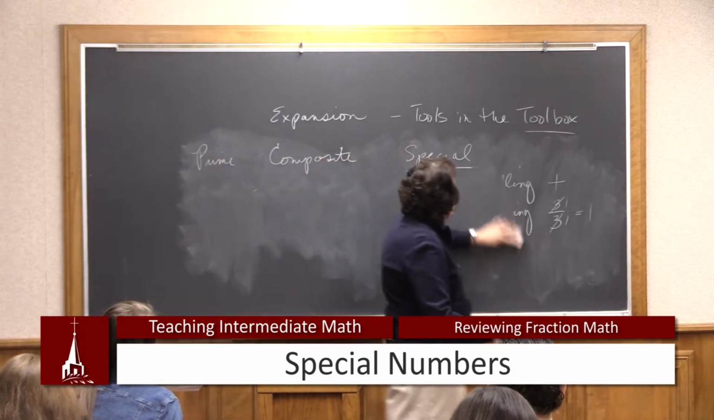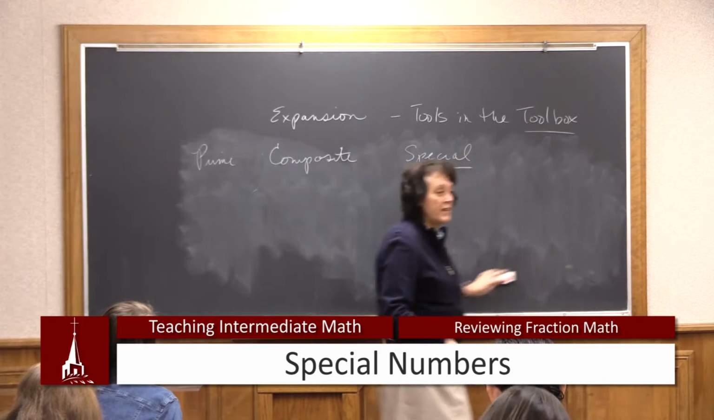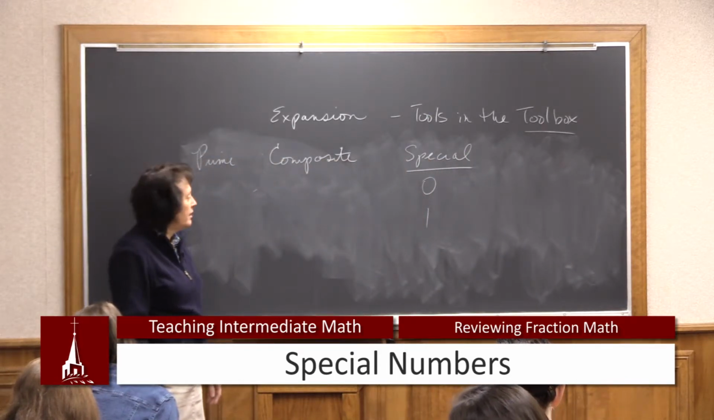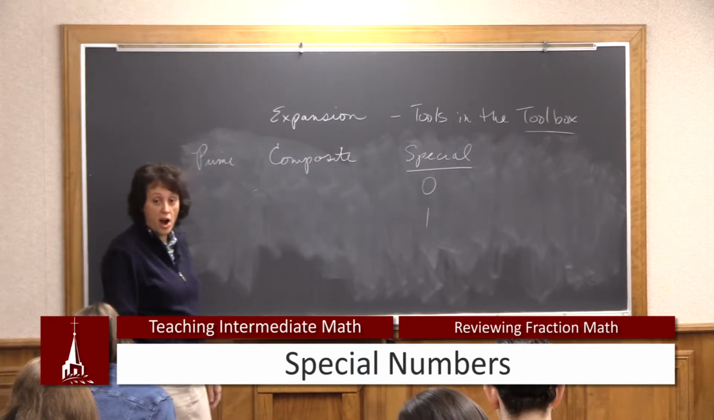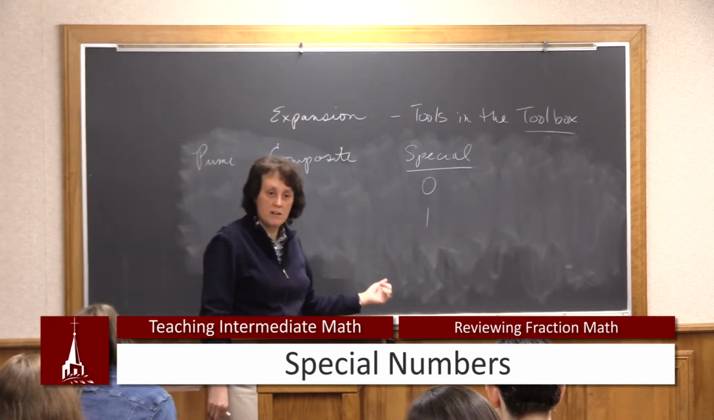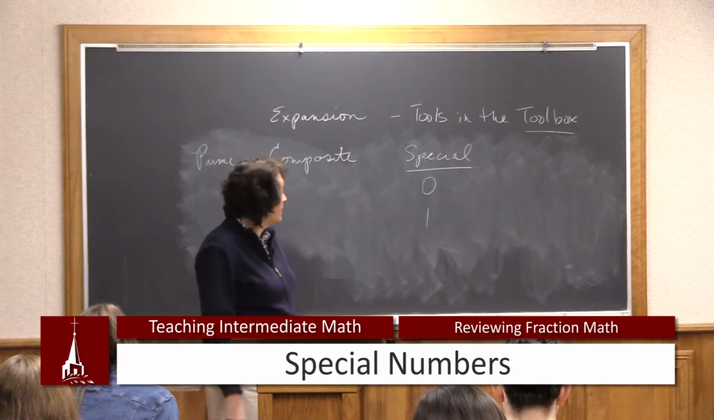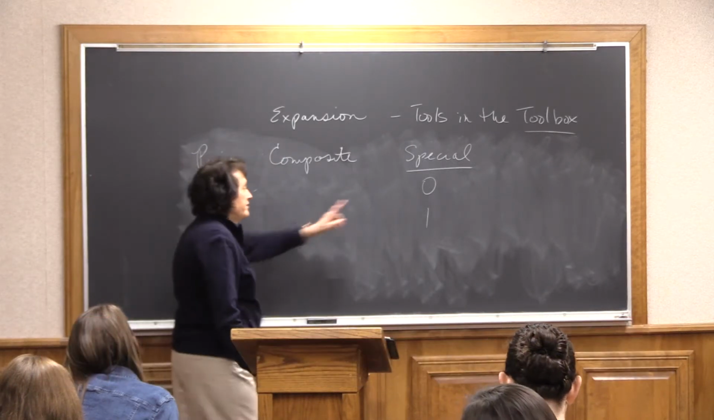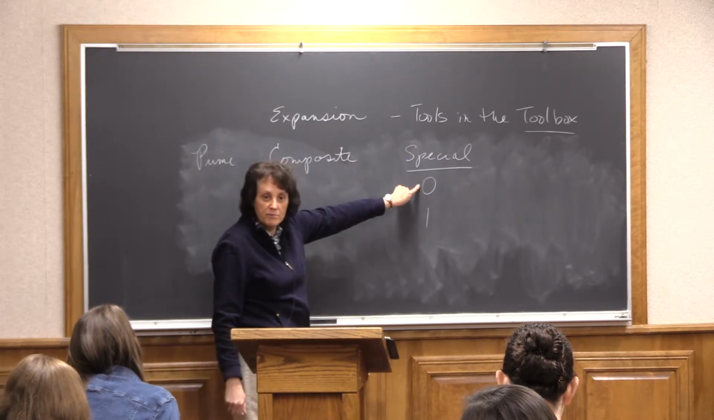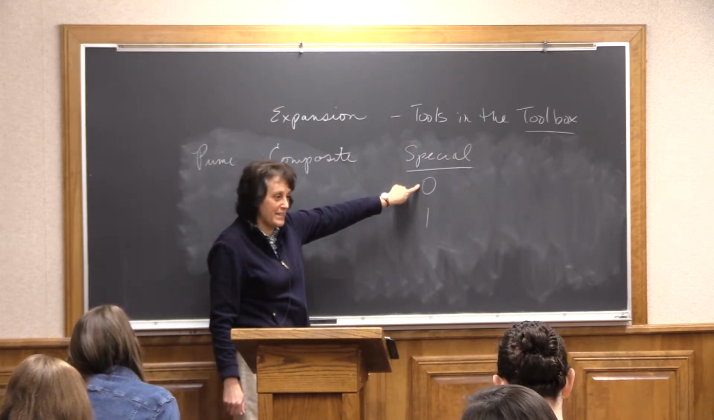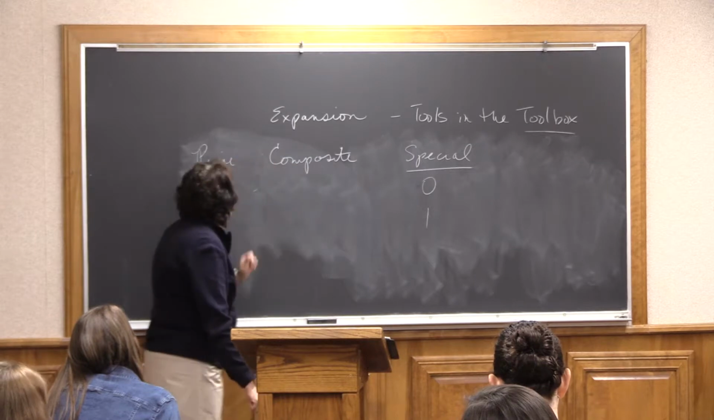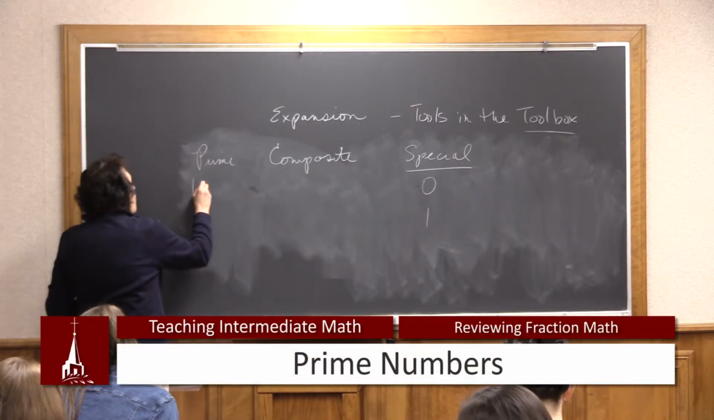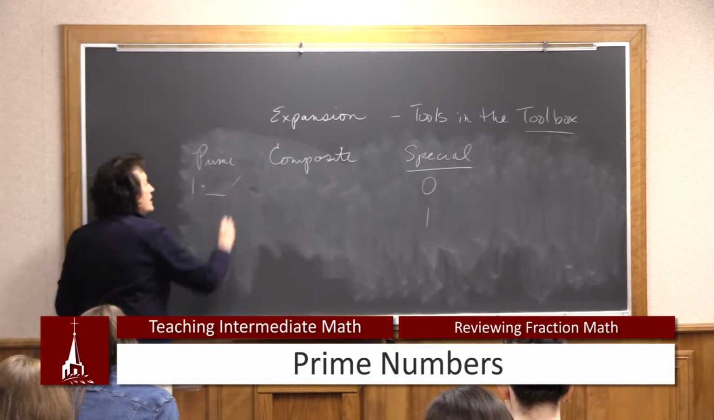All right, so special numbers are 0 and 1. They are neither prime nor composite, though they are even for 0, odd for 1. So you can still do evens and odds, but can't put a sign on 0, because it is the defining point of positive and negative numbers. All right, so prime numbers, only factors are 1 and itself.